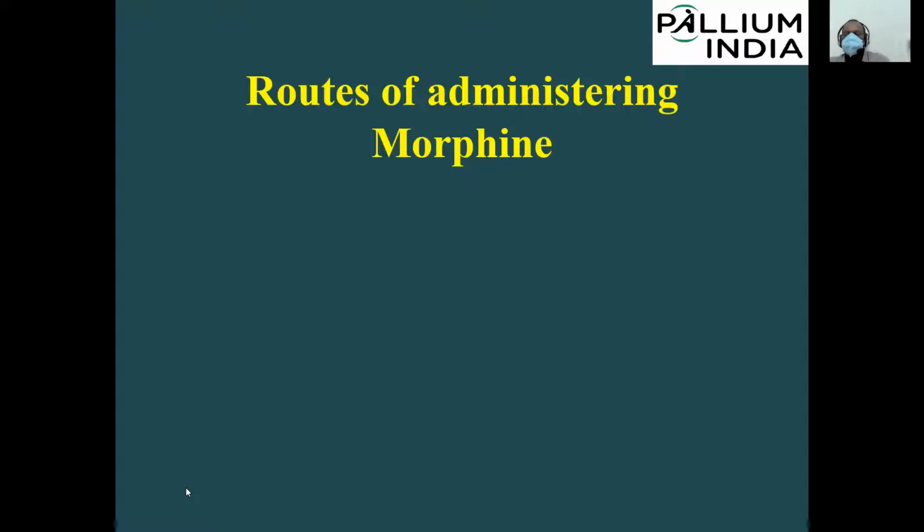Suppose this patient is at home. What are you going to do? Will you be able to give injection morphine? No, it will not be possible. And a Ryle's tube is also something you are unable to put because of the oral pathology. So what are you going to do at home? That's what we need to discuss.